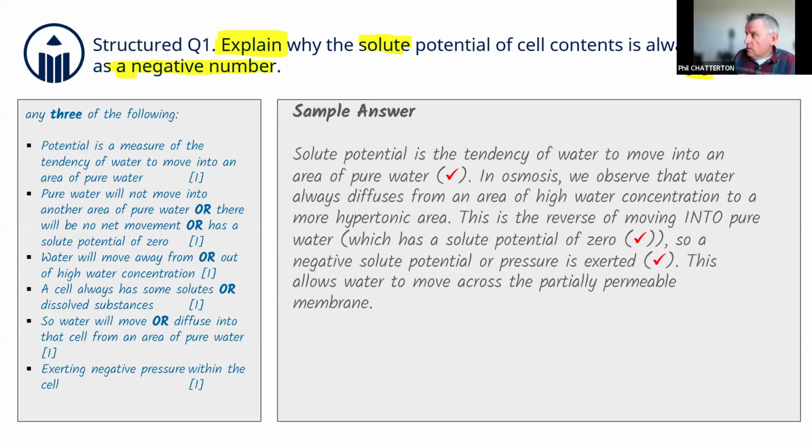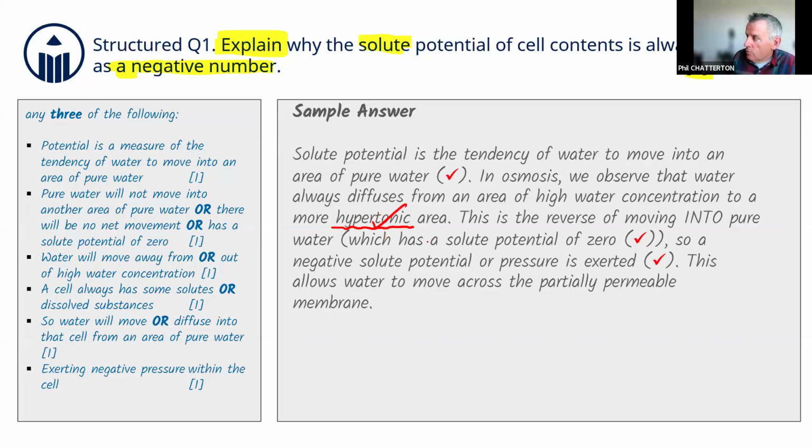Solute potential is a tendency. So that's the point that one of our contributors made on the Google Doc. In osmosis, we observe that water always diffuses from an area of high into a more hypertonic area. Here I've used the keyword. Using a keyword like that, because it's mentioned in the IB spec, is sometimes a smart thing to do, in the sense that if you've used it correctly, which the chances are you will if you know what it means, it could well be something that appears in the mark scheme. So the examiner would have no option but to give you a tick for that.